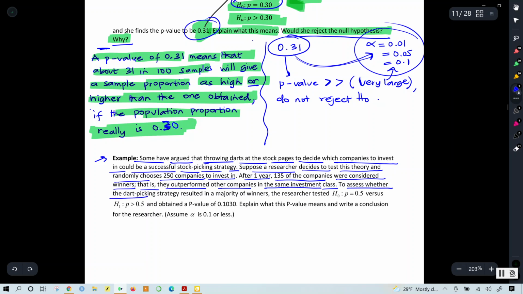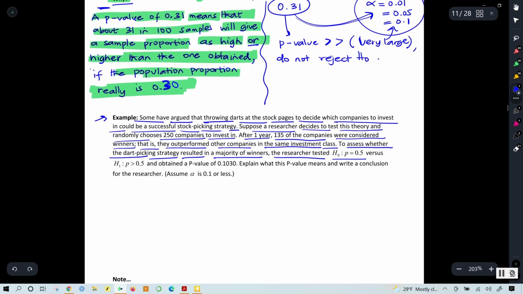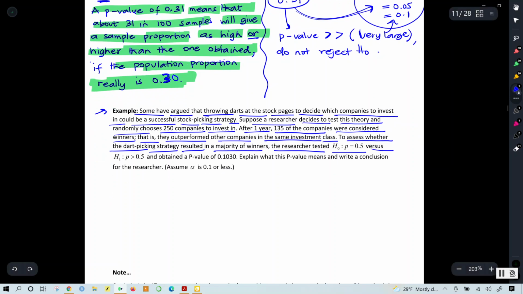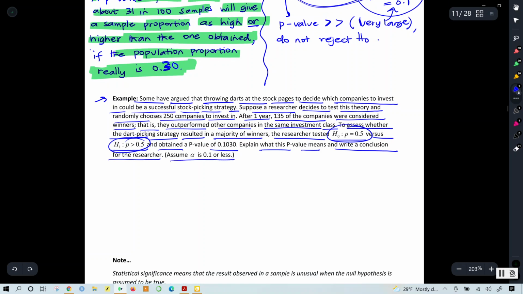To assess whether the dart picking strategy resulted in a majority of winners, the researcher tested the null hypothesis that the proportion is 0.5 versus the alternative that it is greater than 0.5 and obtained a p-value of 0.1030. Explain what this p-value means and write a conclusion for the researcher. Assume alpha is 0.1 or less.